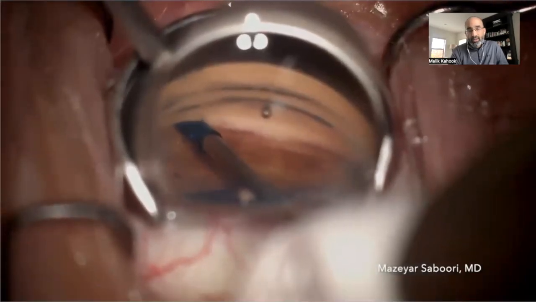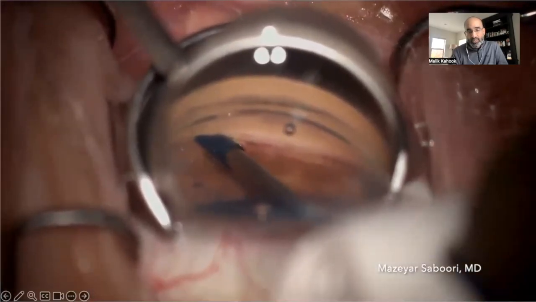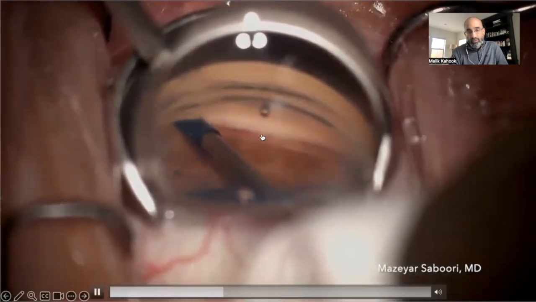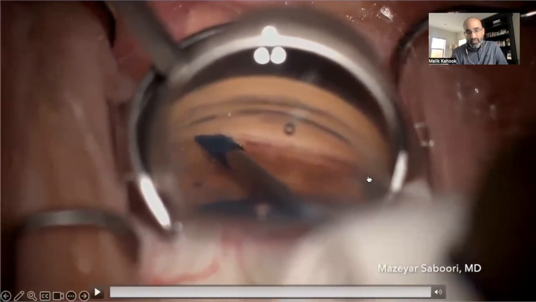So pushing on the button here, and you can see the viscoelastic going through. I'll play that one more time for you so you can get an idea of that. So take a look right over here. And you see that viscoelastic going, you can still see it going all the way to this side.